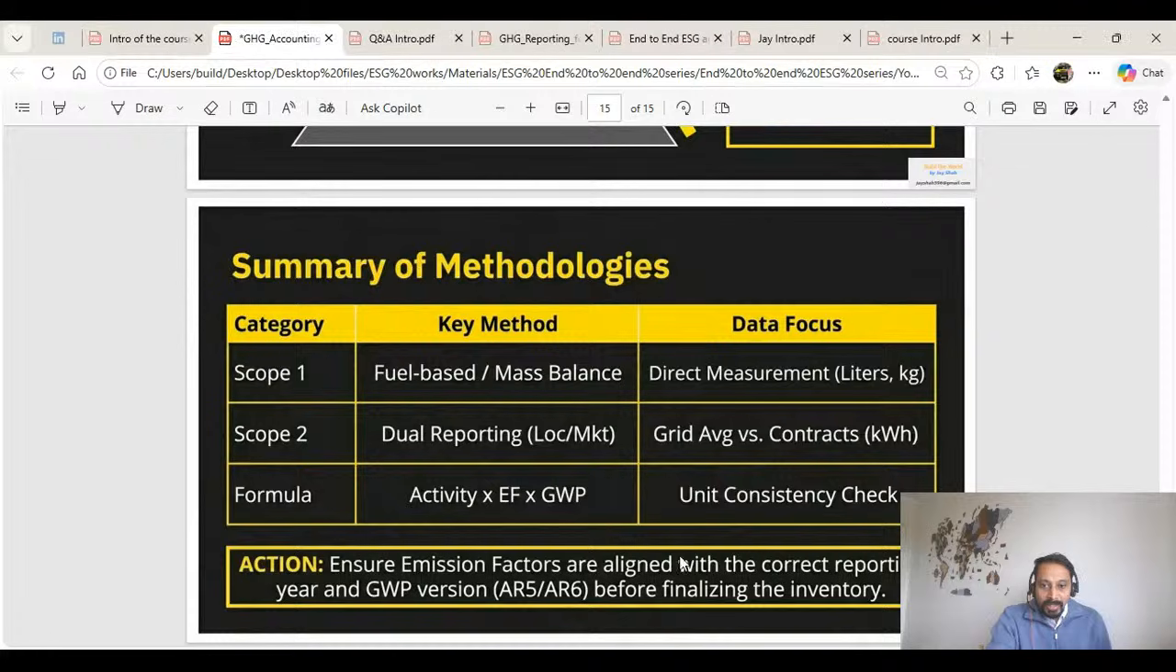So let me share my screen with the Excel sheet now. Let me know when you can see my Excel sheet.